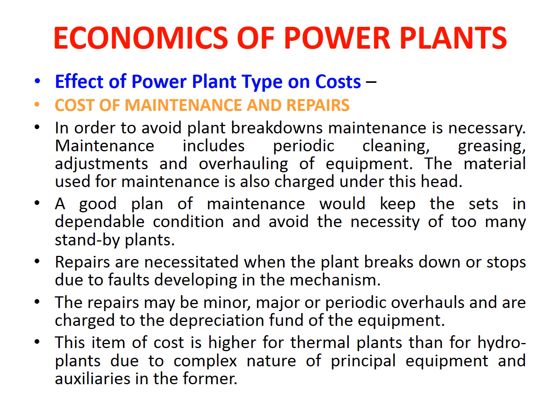In order to avoid plant breakdowns, maintenance is necessary. Maintenance includes periodic cleaning, greasing, adjustments, and overhauling of equipment. The material used for maintenance is also charged under this head. So while power plant design is being done, we take several costs into consideration. This is a continuous cost, and an unavoidable cost for any power plant design: cost of maintenance and repairs. After certain hours of operation, lubrication is required for any machine, or cleaning of the machine is to be done, or, for example, in order to reduce the heat rate, lubrication is to be provided.